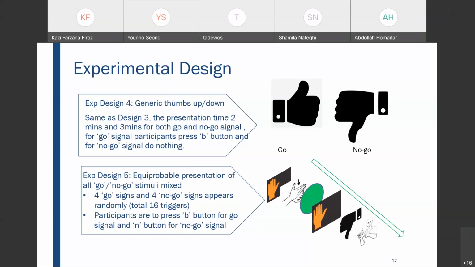While doing the experiment, the difference we discovered is that sometimes for the first four designs, the participants were saying that they were getting carried away, but with experiment design 5, they were more alert and had a little bit more cognitive load, like they had to memorize which one is go and which one is no go, and they had to be alert, as they don't know which one is going to appear.